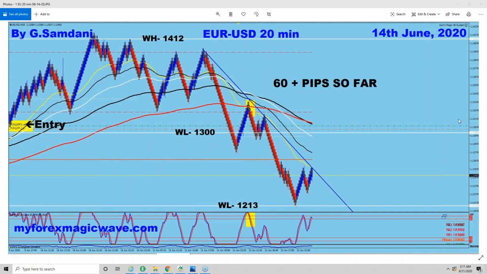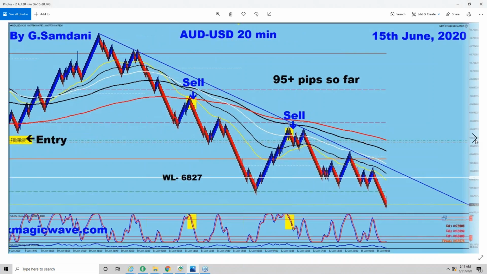So this was on Sunday. The game started on Monday, actually. And here's Monday, the 15th, and this is Aussie USD. As you can see, this entry was also on the Friday, and I ended up holding over the weekend and closing on Monday. But if I had closed this one, I would have had another entry here on Monday anyway.